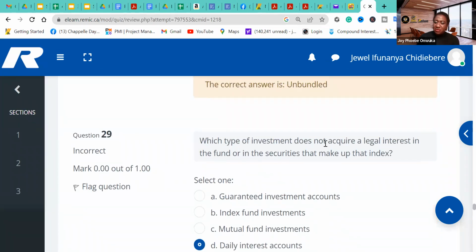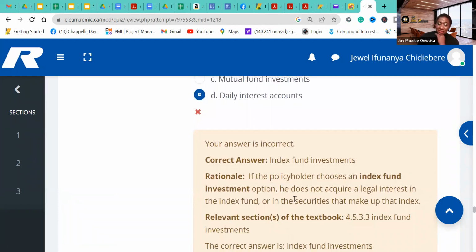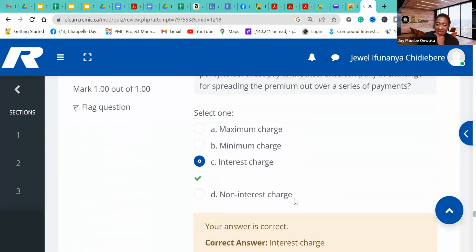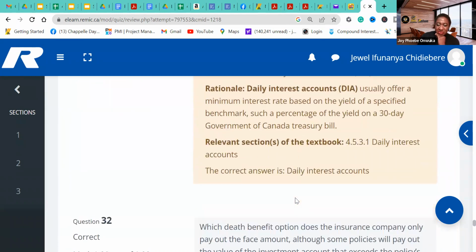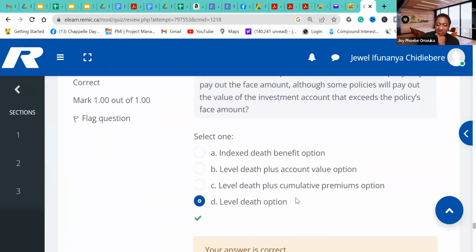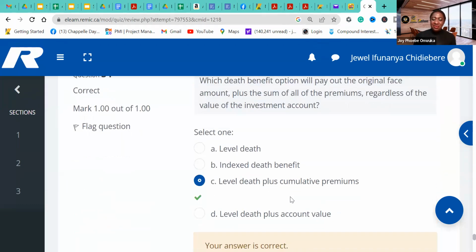We didn't get this one. Which type of investment does not acquire a legal debt interest? The answer is index fund. All right, so pause this, read the rationale, my darlings. So yeah. Okay, now there you have it.